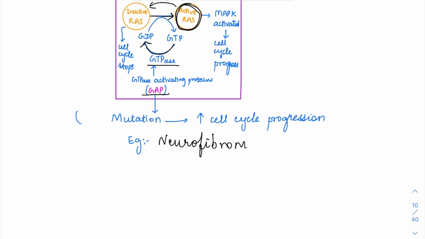Neurofibromin, which is NF1, right? So this NF1 is a GAP protein actually, which is going to inhibit the activation of this RAS. So it is a tumor suppressor. So this mutation is going to be a loss of function mutation. Whenever this GAP protein has a loss of function mutation, which is a tumor suppressor gene, it is again going to cause tumors.